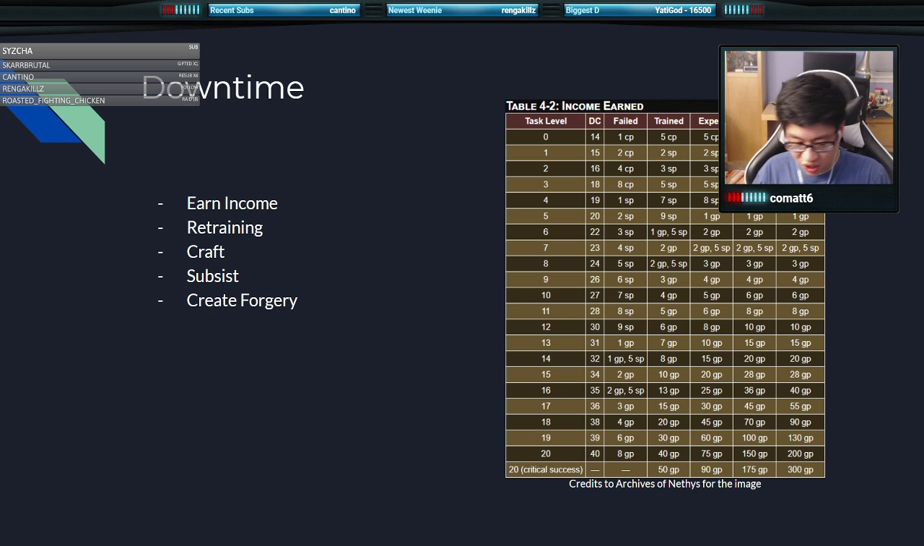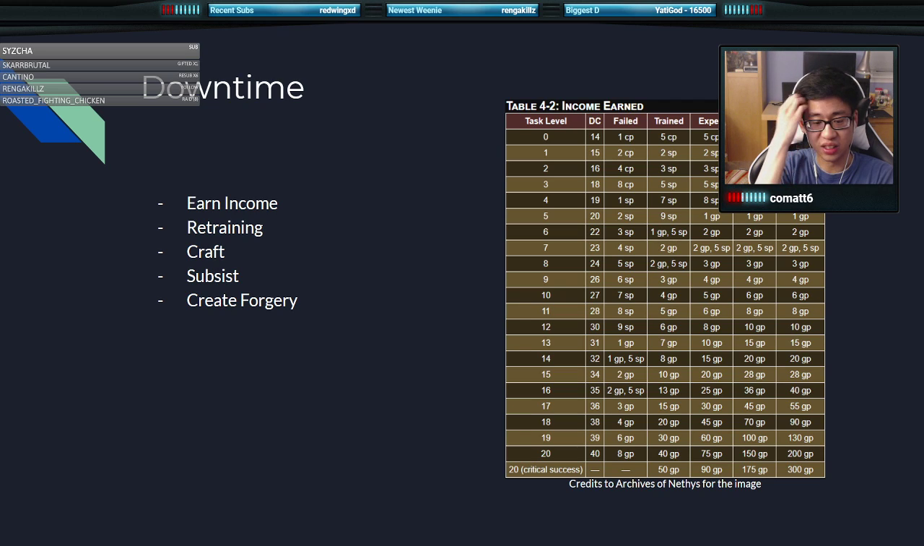There is an exception here, that being crafting. If you're doing a crafting check, you can always do a difficulty check up to that of your level. And the amount you would earn is based upon your training in that skill, in addition to whether or not you succeed or fail on the difficulty check. If you're out in the wild, you could subsist, and if you're in a settlement, you could create a forgery or craft. And then finally, you can retrain if you're unsatisfied with some of your class features or class feats, or other feats for that matter.